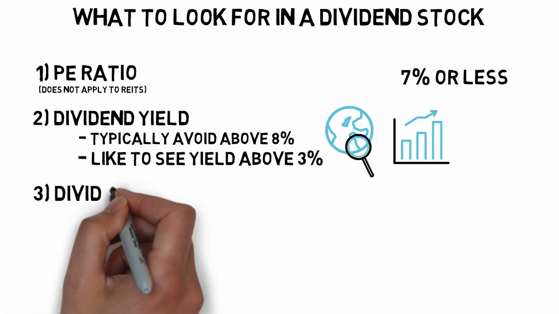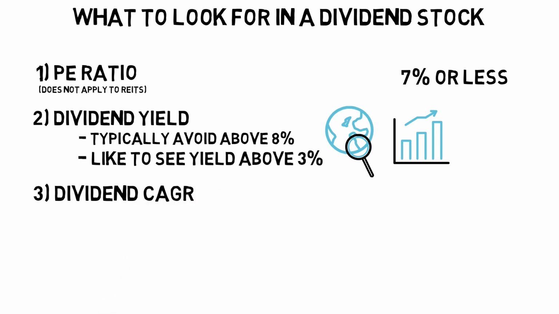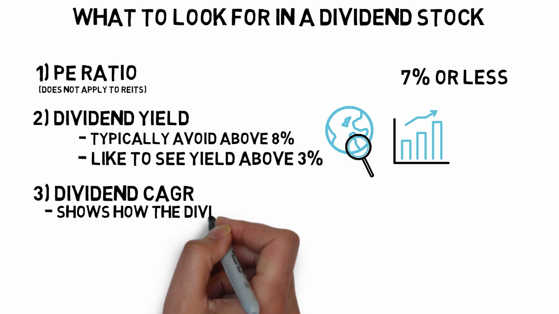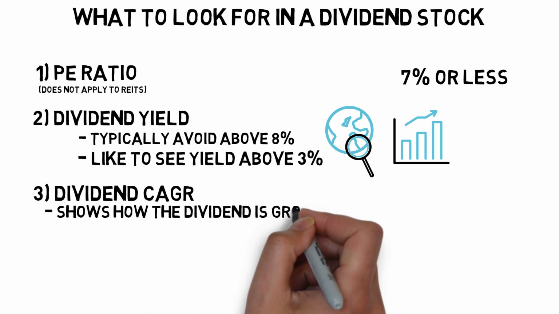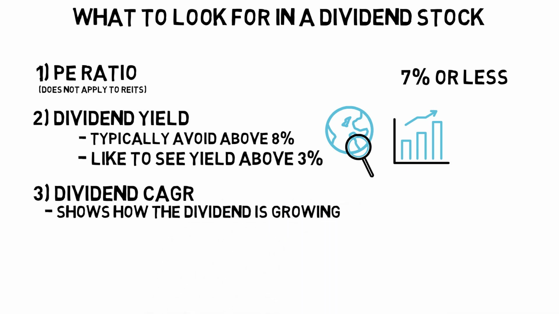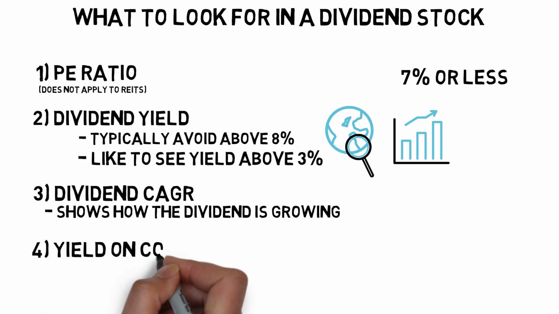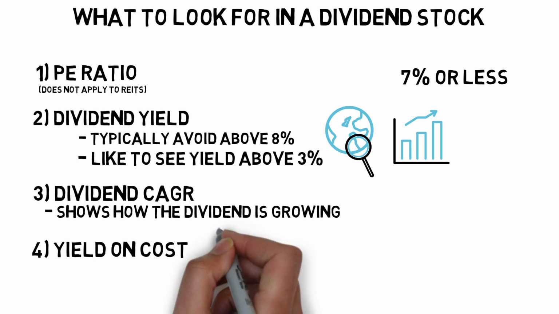Following on from this point, I would then check the dividend compound annual growth rate, or dividend CAGR for short, to get a grip on how much the business is increasing their dividend and if they are doing it consistently every year. I would then search up and find a yield on cost graph for the company in question.